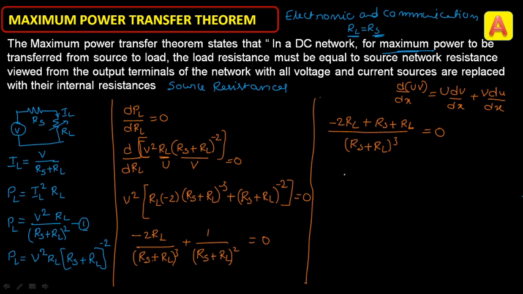Now RS minus RL is equal to 0. Finally, RL is equal to RS. So this is the condition for maximum power to be transferred: load resistance is equal to source resistance.